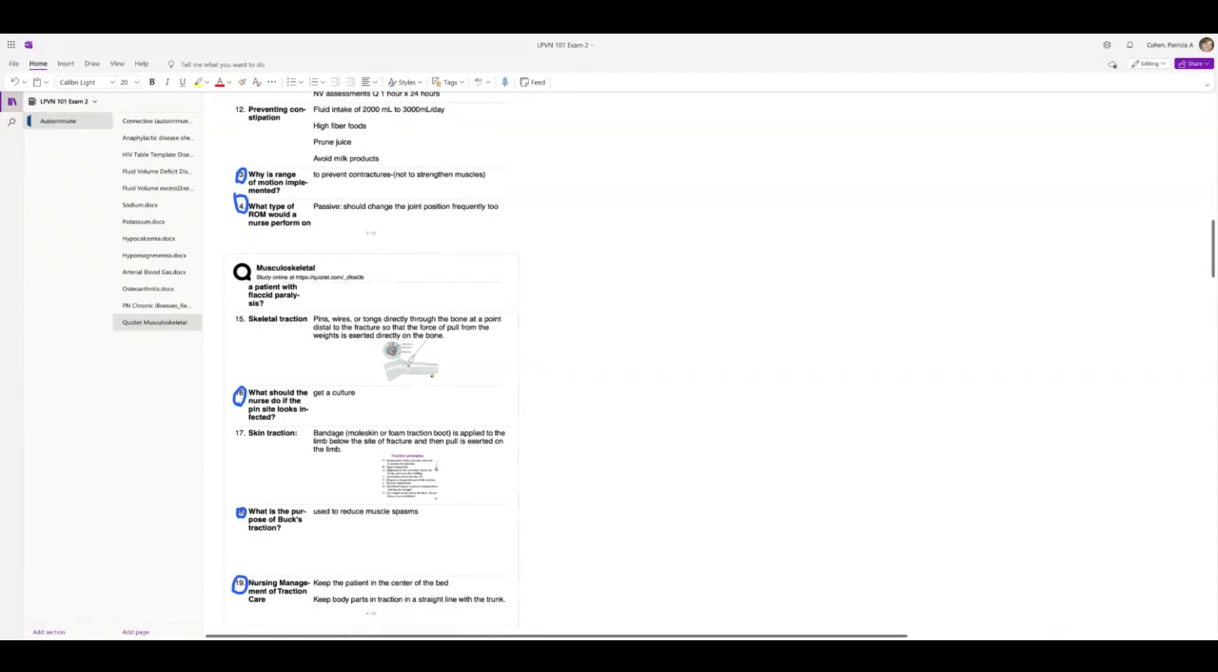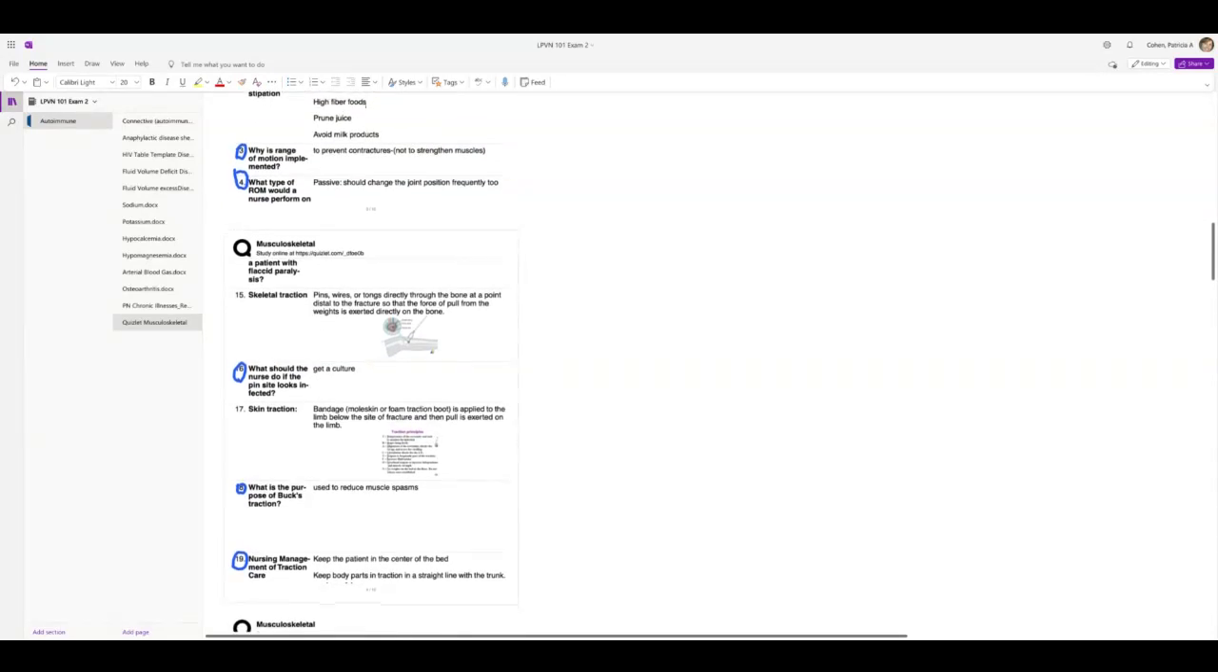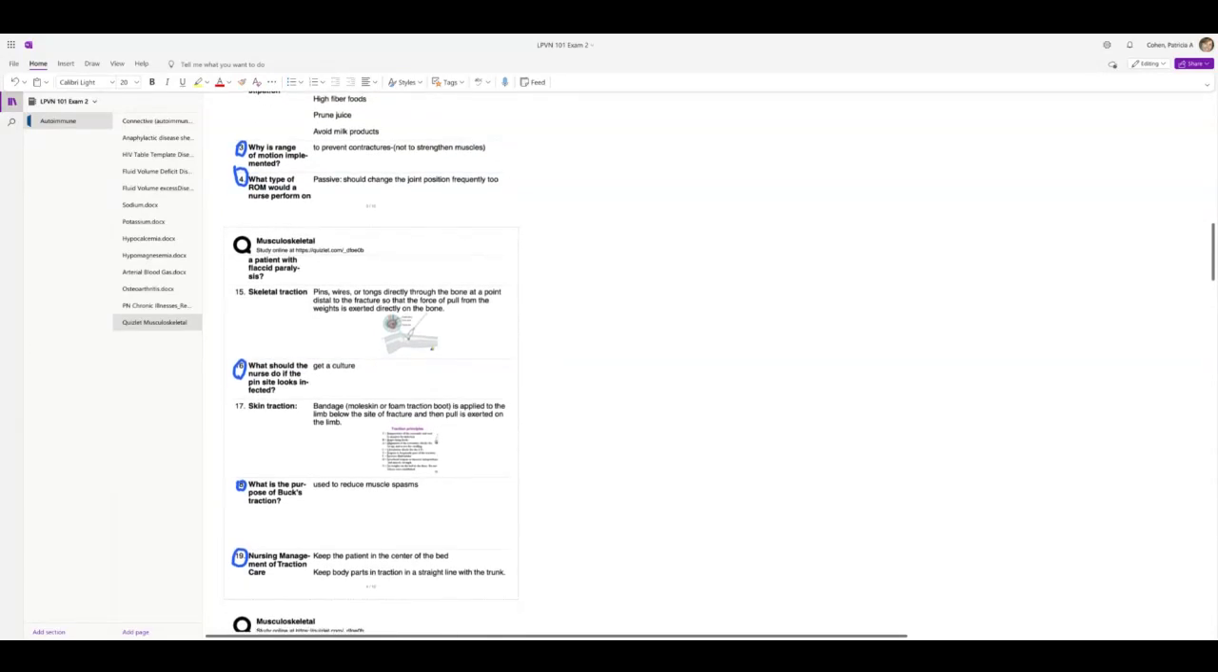So skin traction is where the traction is put on using a bandage. Buck's traction is a type of skin traction. That's what I think you'll be tested on if you get a question on the NCLEX. It's to reduce muscle spasms.